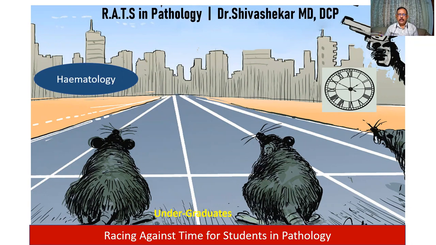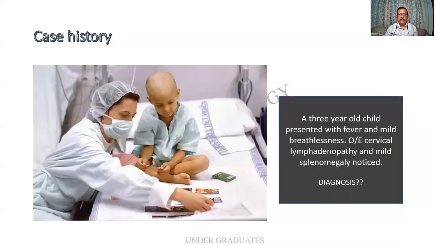RATS in pathology. As promised, I always take only the university questions for the students. A case history. A 3-year-old child presented with mild fever and breathlessness. On examination, cervical lymphadenopathy and mild splenomegaly were noticed. What is your diagnosis?